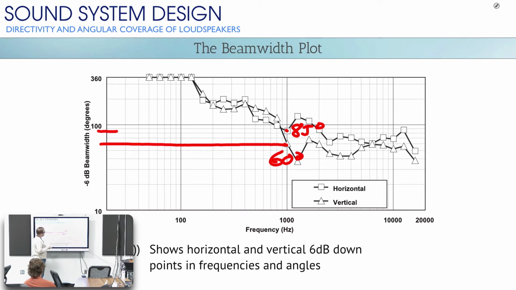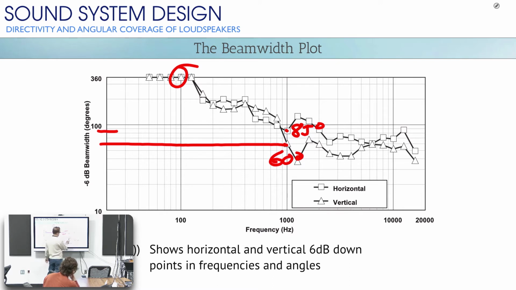But another thing to note here is that beam width, you could probably round that to 90. That 90 by 60 is not consistent. It doesn't do that for every frequency. You see that? You get down here to 100 hertz, and it is effectively omnidirectional on both axes.